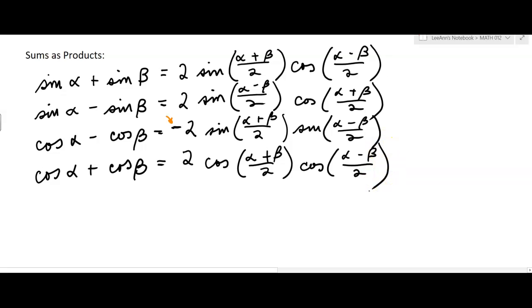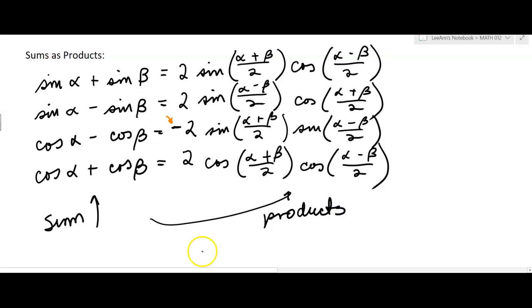Okay, so we have a sum or difference, really, on this side, adding or subtracting either two sines or two cosines, and then over here, these all are products. Okay, so it's called sum to product. So they're called the sum to product formulas.